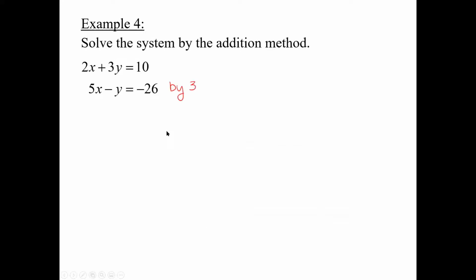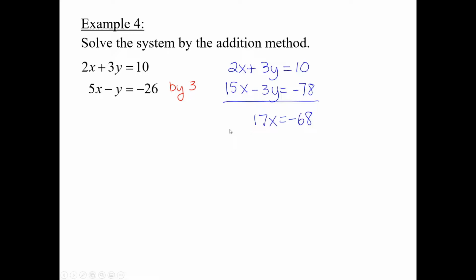Another one by addition. I want an opposite pair, so I'm going to multiply this by 3. There's my resulting equations. I add them and the -3's are going to cancel. Divide, and you get x equals -4. You take that -4 and you put it into either one of the equations. They chose to use the bottom one.